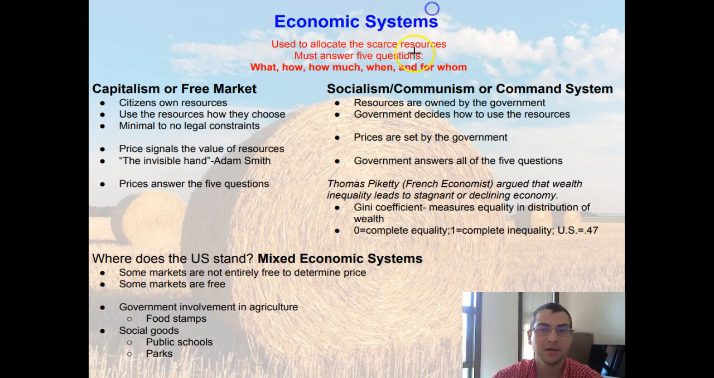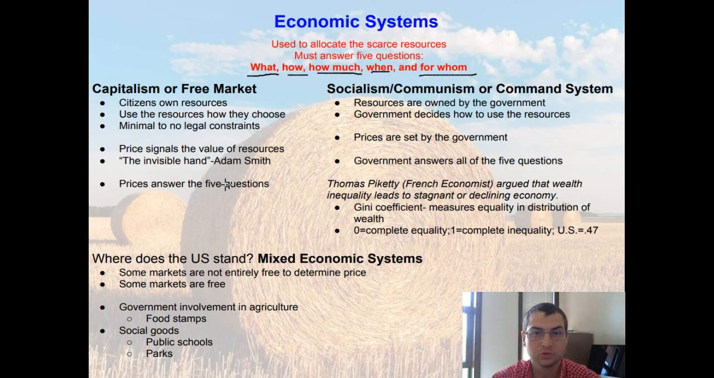And each one of these economic systems must answer 5 questions. What are we going to produce? How are we going to produce? How much are we going to produce? When are we going to produce, and for whom are we going to produce these products? So each economic system must answer these 5 questions.